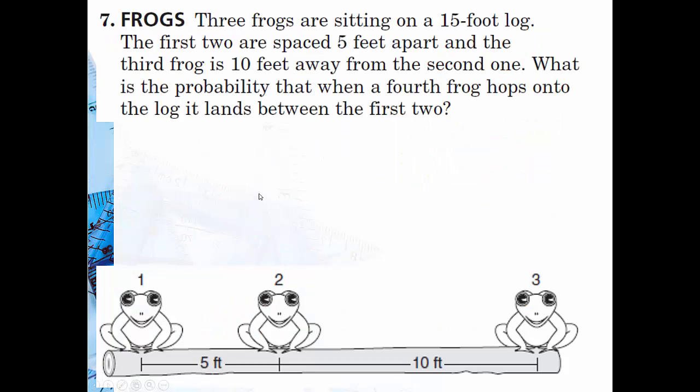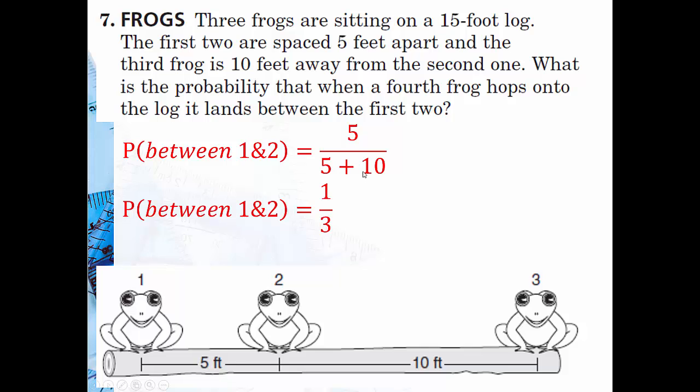For the next problem, we're looking at three frogs that are sitting on a 15-foot log. Frogs 1 and 2 are 5 feet apart, and frogs 2 and 3 are 10 feet apart. What is the probability that another frog will land between 1 and 2? So I basically need to know this length over total length. It'd be 5 over 5 plus 10, which is 5 over 15, or 1/3. So that was pretty straightforward.